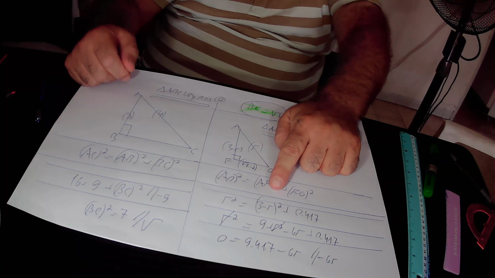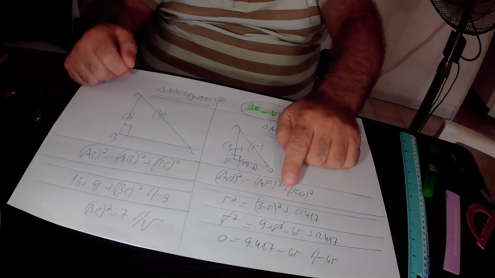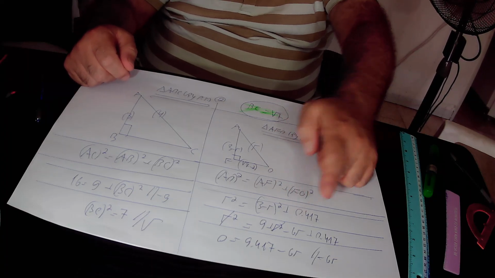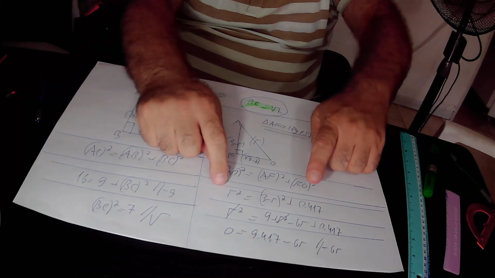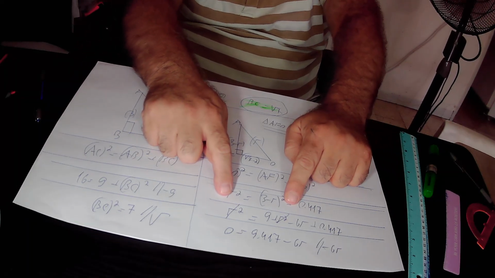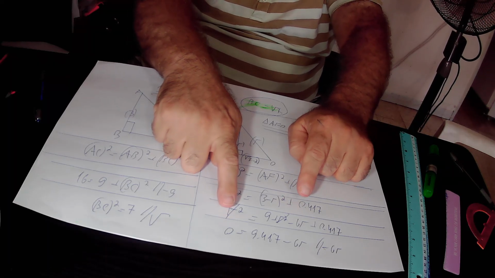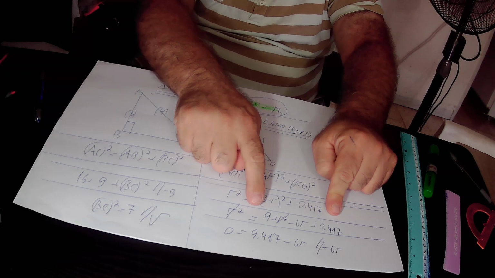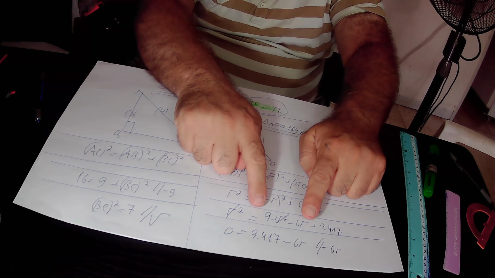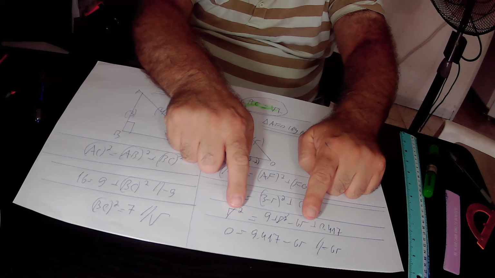Here we open the bracket and we found out that (3 minus R) squared equals 3 squared, that is 9, plus R squared, minus 2 times 3 times R, that is minus 6R, plus 0.417. So here we have R squared on both sides of the equation, so R squared gets cancelled. On this side of the equation we have 0. On the other side of the equation we have 9 plus 0.417, that is 9.417, minus 6R. So in total we found out that 0 equals 9.417 minus 6R.